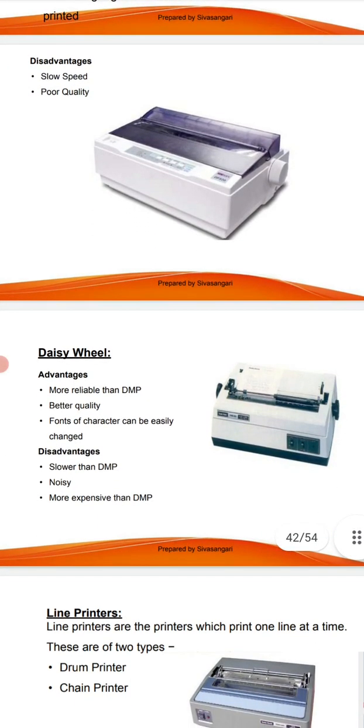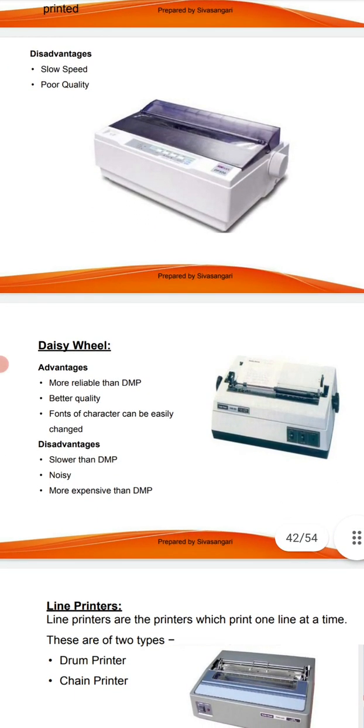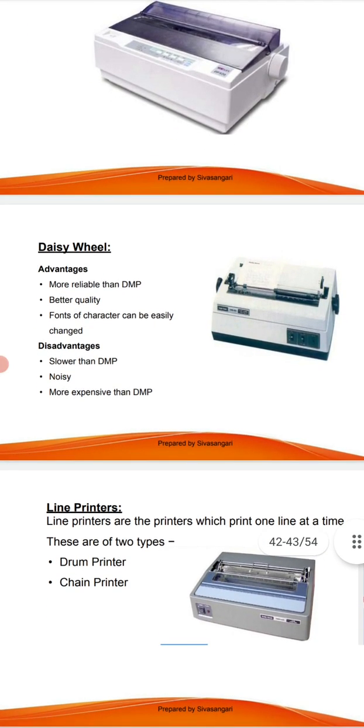Disadvantages: slow in speed and it gives poor quality. Next one is daisy wheel printer. More reliable than dot matrix printer. It produces better quality. Fonts of characters can be easily changed. Disadvantage in daisy wheel printer is it is slower than dot matrix printer. It is noisy, more expensive than dot matrix printer.